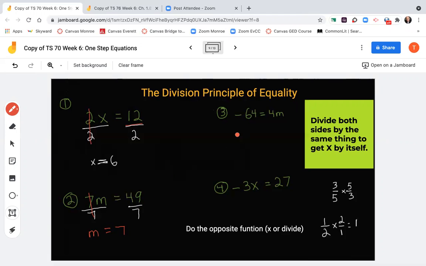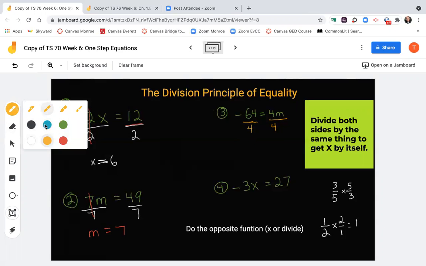Look at number 3 here. Nice equation. I've got 4m, negative 64 equals 4m, okay? I see that I've got multiplication going on on the side of the variable. So I'm going to divide both sides by 4, okay? And hopefully, by the way, let me finish this equation just to show you where this would go here. So this would cancel these out.